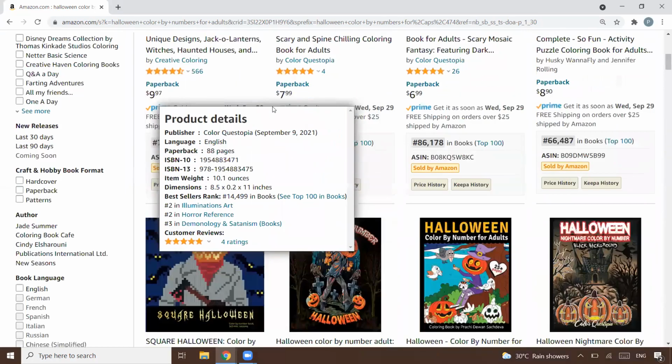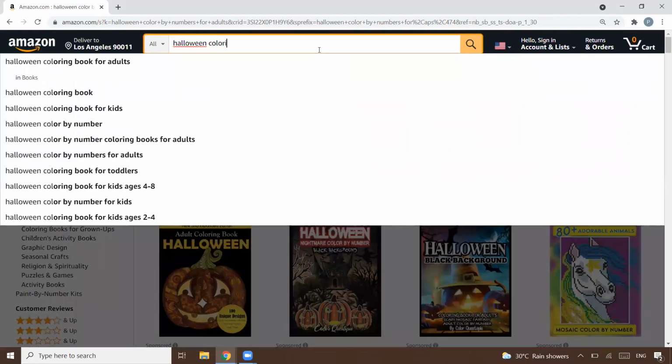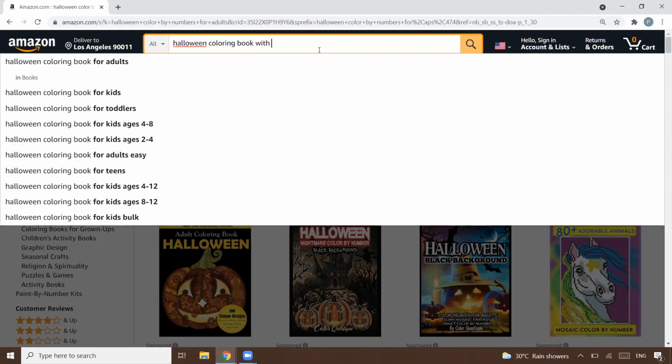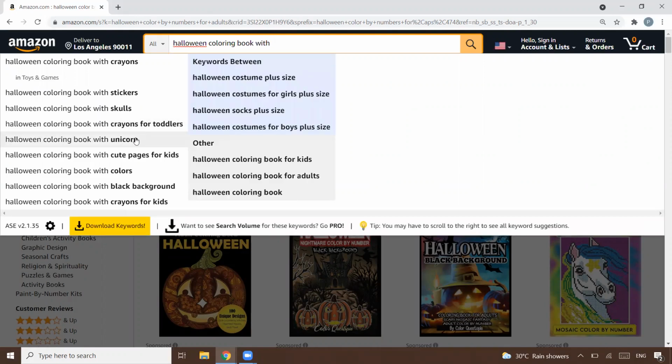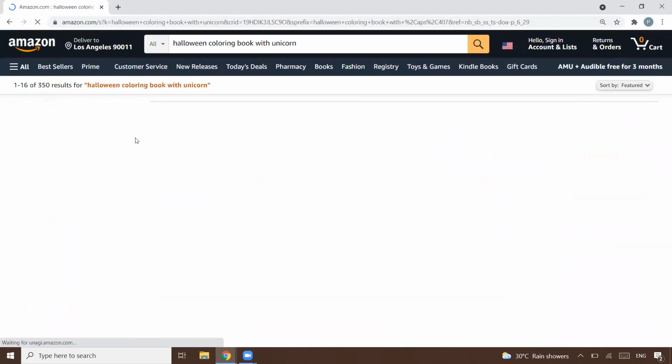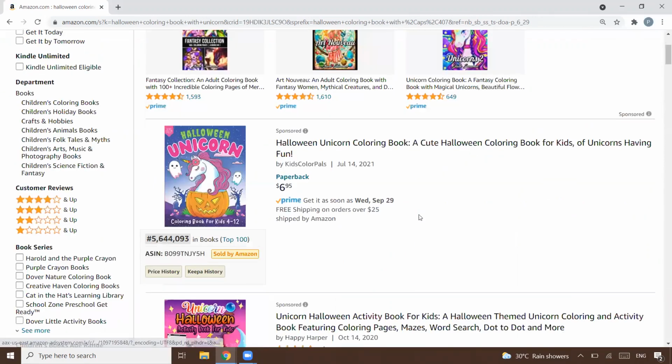Okay, so I'm over here. Let me scroll up, and Halloween coloring book. We can see that there are a lot of suggestions that Amazon is giving, which people are searching for. But over here, we are looking at the one with lower competition. You can see that this once again is a candidate of lower competition, and it is just 350 results that we have got back.